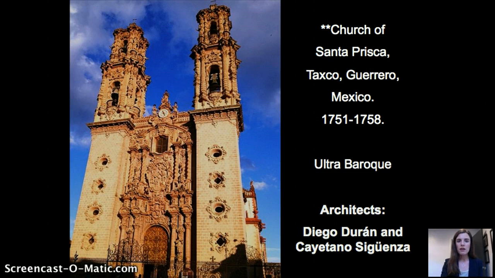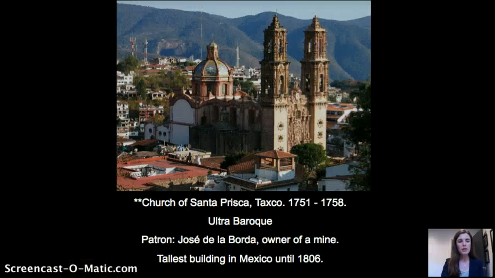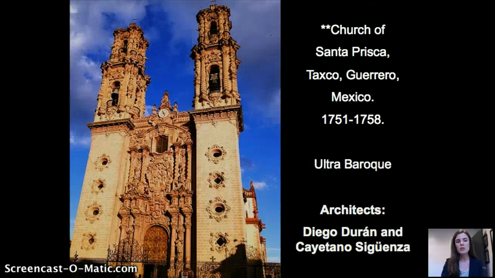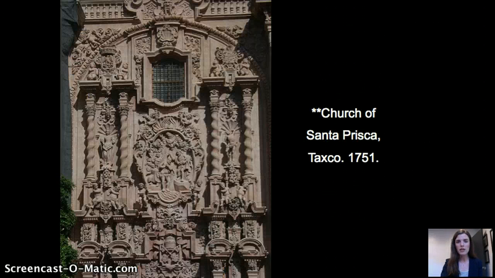As you can see, lots of decoration, especially in the central part of the facade over the portal. This idea of twisting columns, which we've already seen in St. Peter's. Also this idea of highly decorative towers. Also, if we go back one last time, you can see that a colorful tile work was also incorporated, and we'll see this in Puebla as well when we go back in just a second.